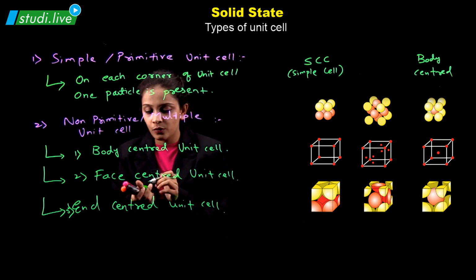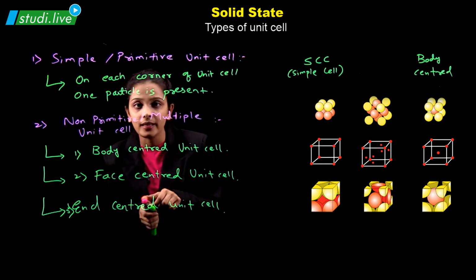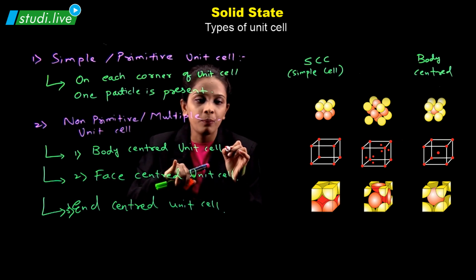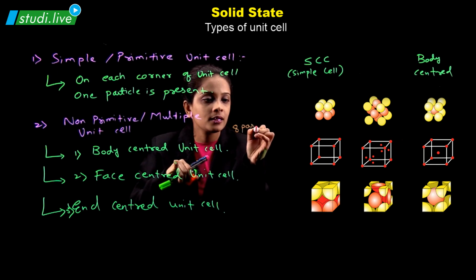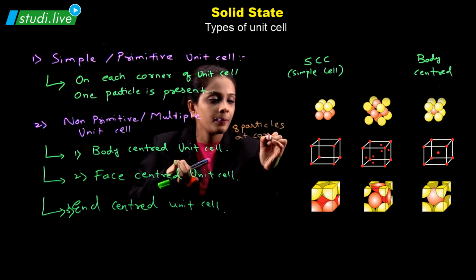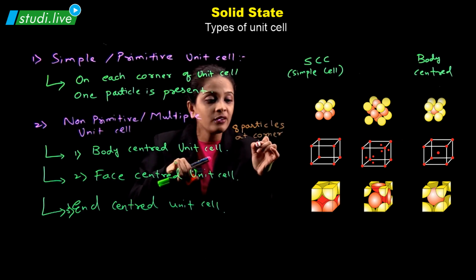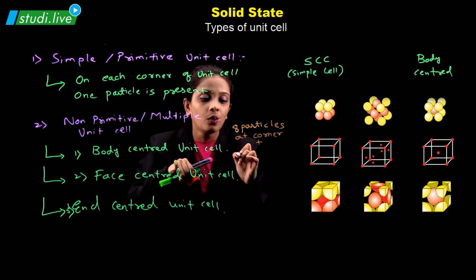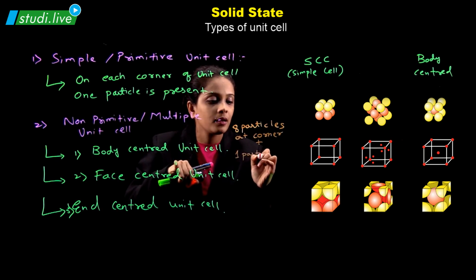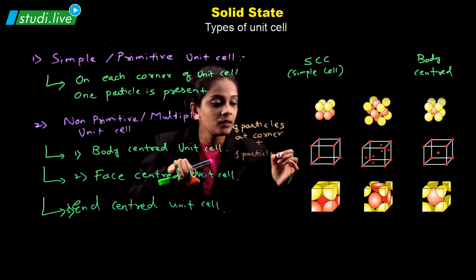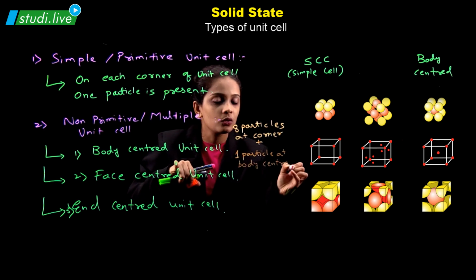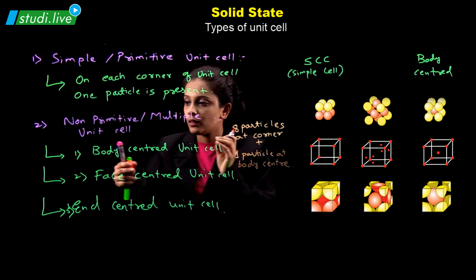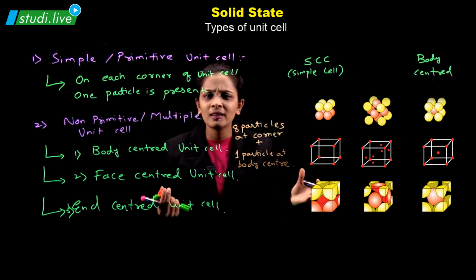So what we can say for the body centered unit cell is simply that it is made up of 8 particles which are present at each and every corner, and apart from that, one particle at the body center. Yes, so as the word suggests, body centered unit cell. Don't you think it is very easy?